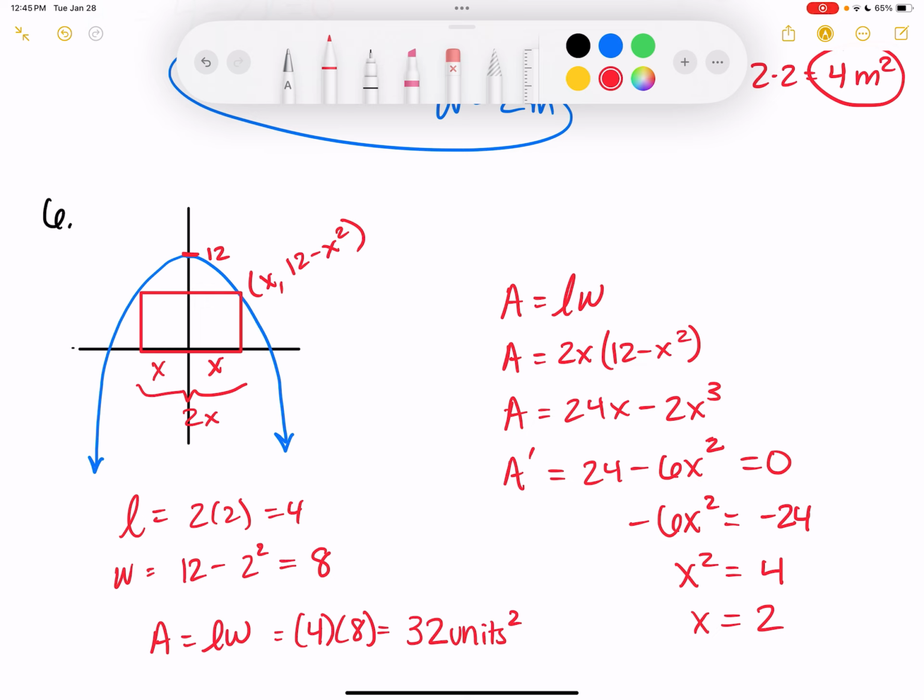So we found length, found width, then just multiply them to get our area. They did not give us units in this one, so just put units squared. They don't technically even put units on theirs, but I think it's good just to have the habit.